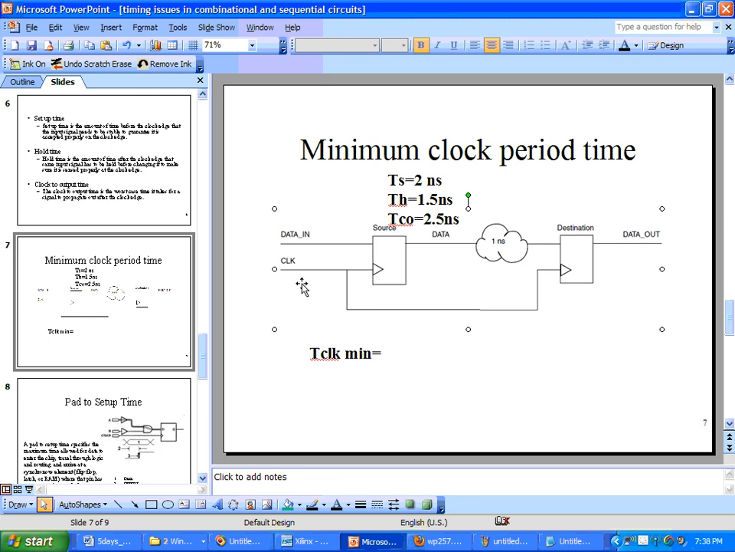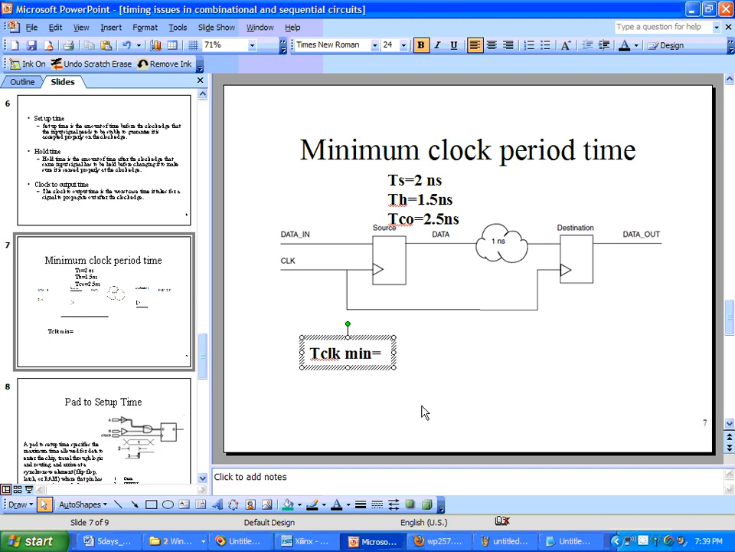So if you trigger at 10 nanoseconds, the next triggering could be at 15.5 nanoseconds. So what is the difference? 5.5 nanoseconds. So that is the minimum clock period, isn't it? Now let us see what numbers we added to get this result of 5.5: 2.5 plus 2 plus 1, that is the delay.